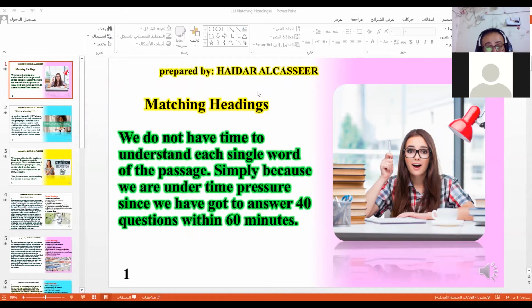What they do in the IELTS is they try to trick you with uncommon words in order to mislead you, to try to make you confused. This is what they do in the IELTS. You need to focus on the main things.